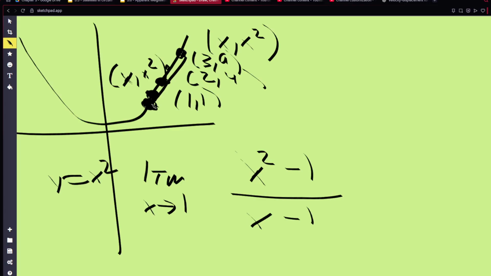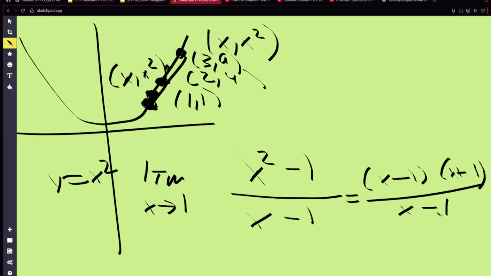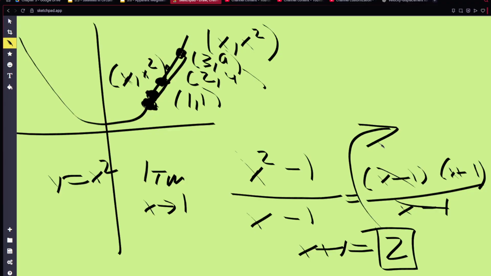So if these are really close, because x is approaching 1, what actually happens is if we use algebraic manipulation, again with the difference of squares, we get x plus 1, and the limit as x approaches 1 is 2. Well, because it's 1 plus 1. So that means the slope of the graph at this point will always be 2. So that means at this point, there's a y equals 2x graph here.